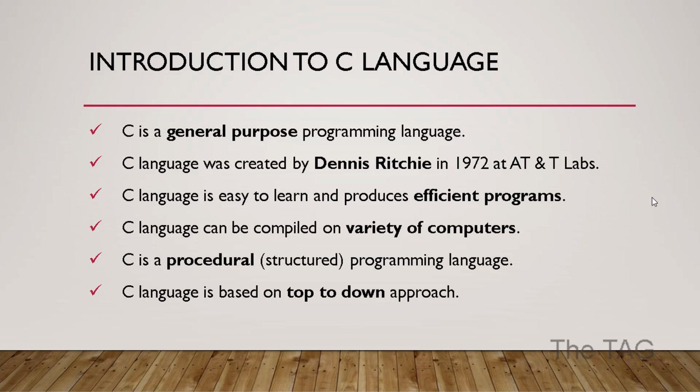C language is a procedural language, which means that it follows our instructions in a specific sequence. C language is based on top-to-down approach. Now, what is top-to-down approach? I will tell you about that in a few minutes. Now let's talk about all the points in detail.